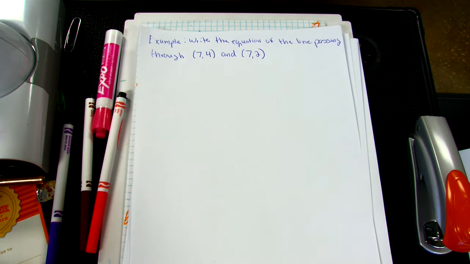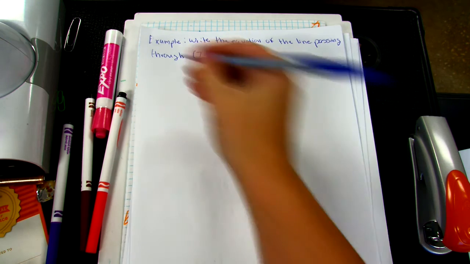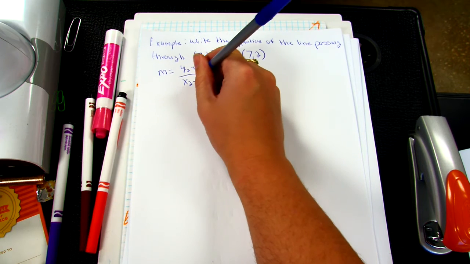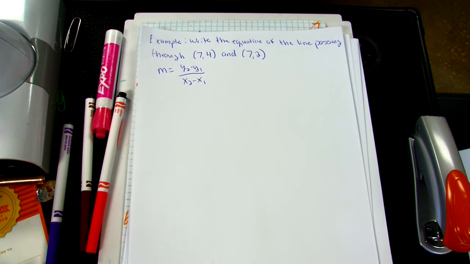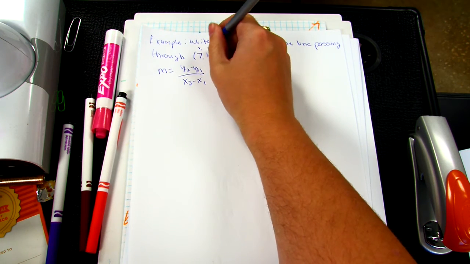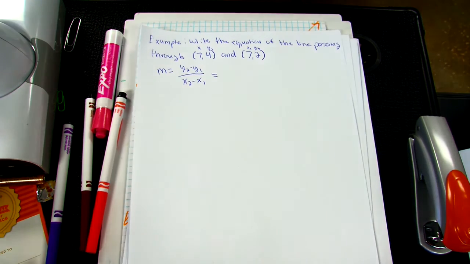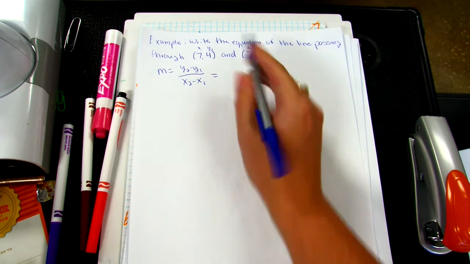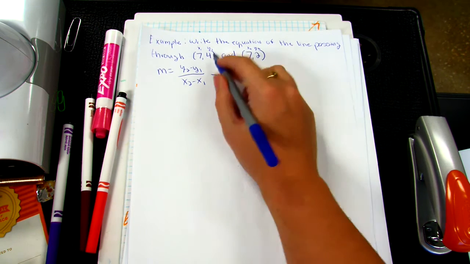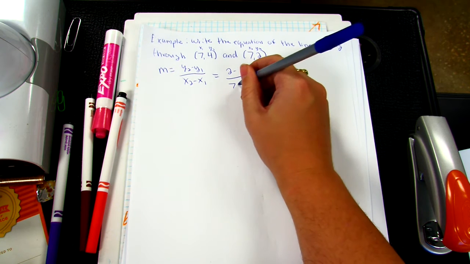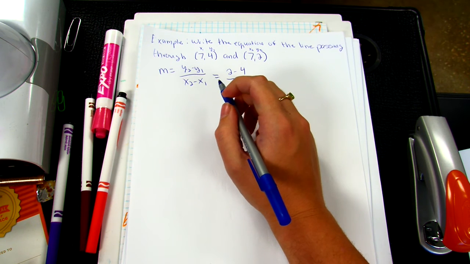So remember, when you're only given 2 points, the first thing you have to do is figure out your slope. Figure out m, right? So m is equal to y2 minus y1 over x2 minus x1. So pick your x1, y1, your x2, y2. So we'll let this be x1, y1. This will be x2, y2. So now we go ahead and substitute those in. So y2, which is 2, minus y1, which is 4, over x2, which is 7, minus x1, which is 7.